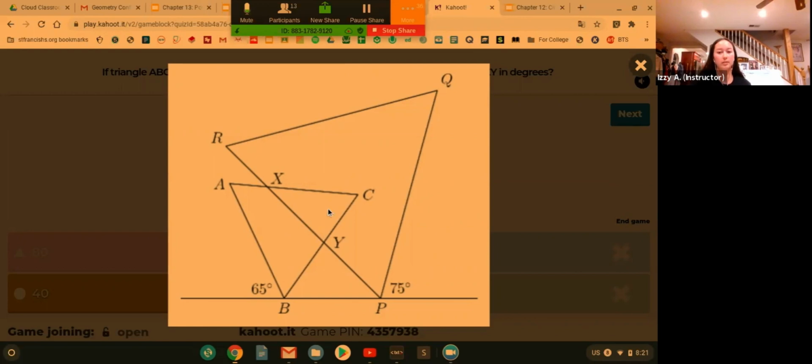And you know that this angle over here is a 60-degree angle because this triangle is equilateral. So then you would have done 180 minus 80 plus 60, and that's going to equal 40 degrees.